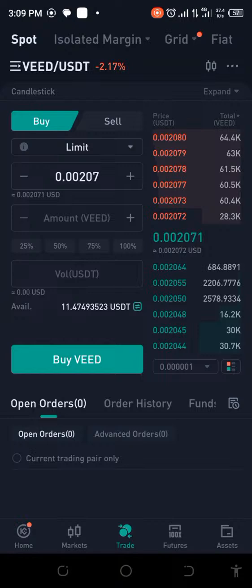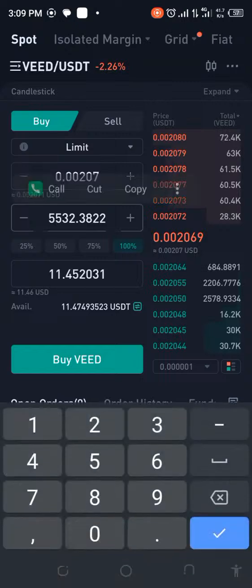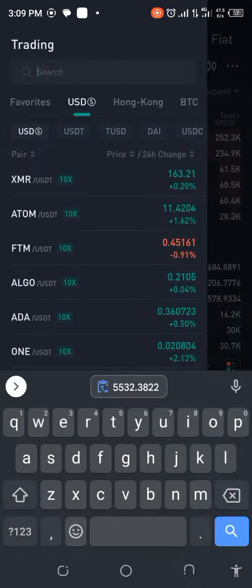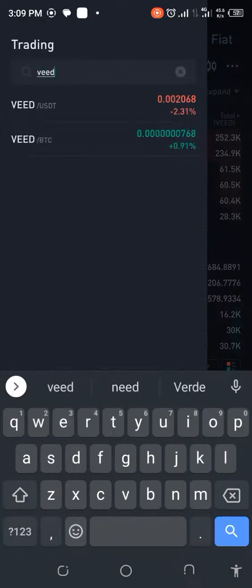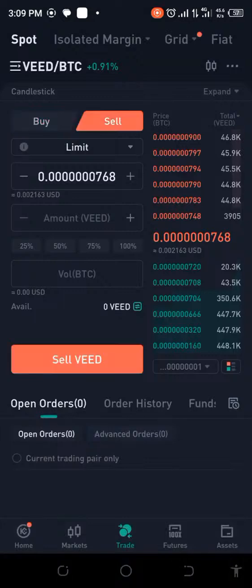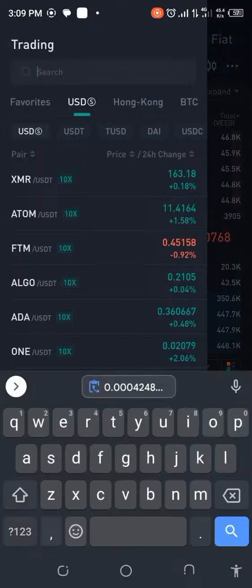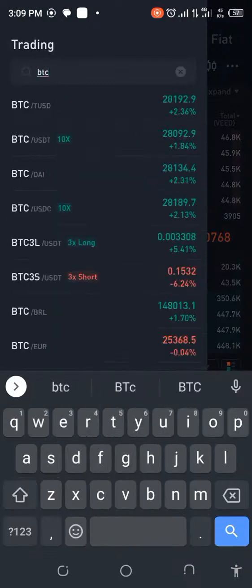Let's start by simulating. We have VEED/USDT. First and foremost, let's just do a basic simulation. We'll put in 100%, just using the little amount that's here, 11.47 USDT. We'll go to VEED BTC, and then we sell and try to see how much we can get. This is just a basic simulation, right? No using of the order book or anything for now. We just want to check whether what we'll get will actually be worth it.